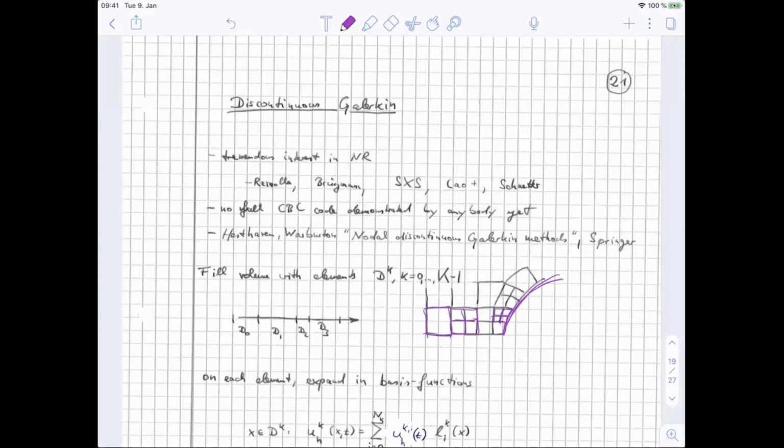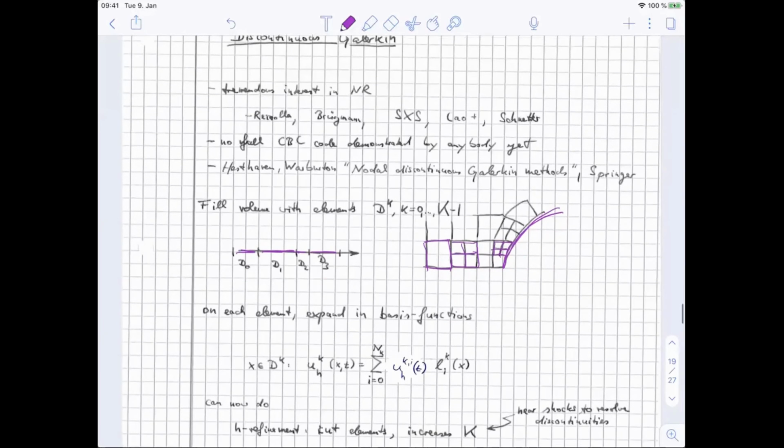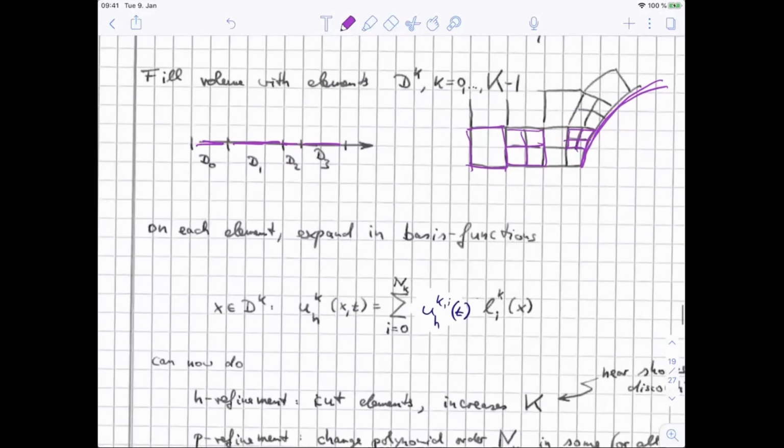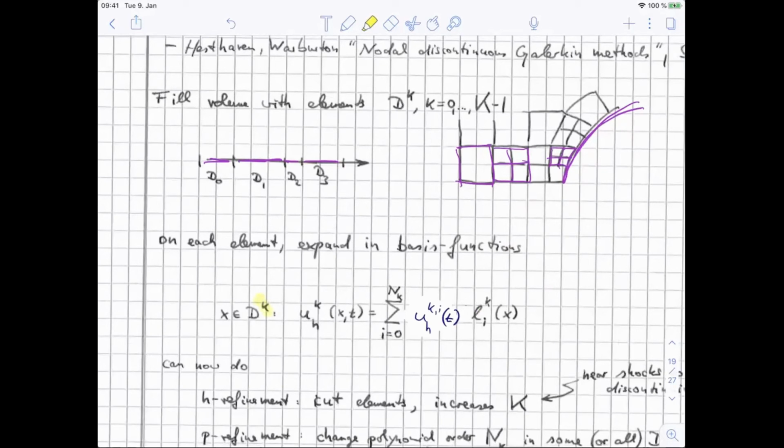In 1D, the elements are basically just sitting next to each other, and even in 1D, they could in principle have different widths. In each of these elements, we expand in basis functions. So in element D_k, say this element here, we have a local solution u_k^h, with the letter h for approximate solution, that is only on this element. And this is a sum in some basis functions on this element.